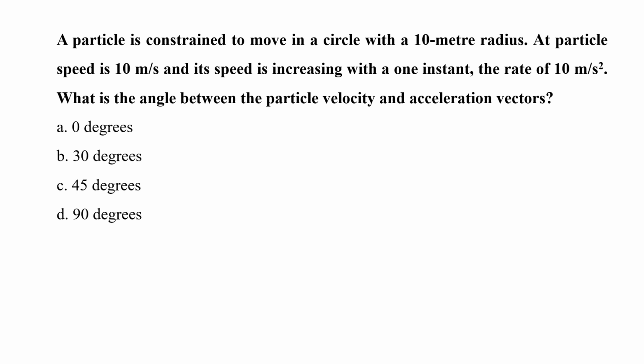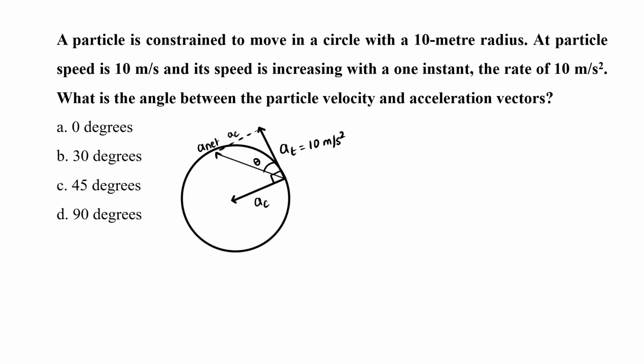A particle is constrained to move in a circle with 10-meter radius. At an instant, the particle speed is 10 meters per second and its speed is increasing at the rate of 10 meters per second squared. What is the angle between the particle velocity and acceleration vectors? A. 0 degrees, B. 30 degrees, C. 45 degrees, or D. 90 degrees. Please refer to the figure.